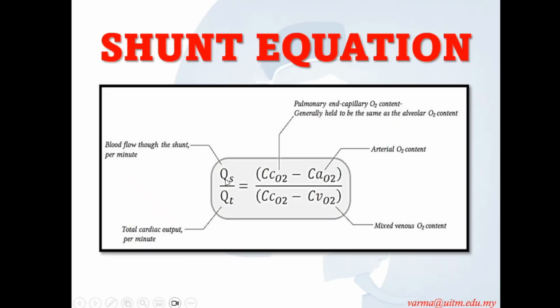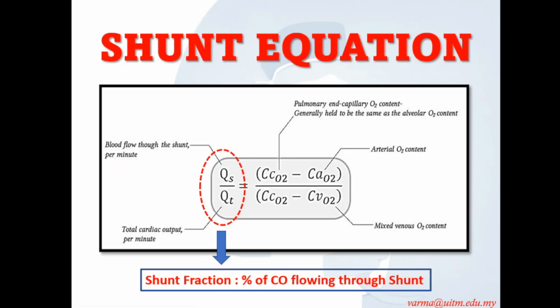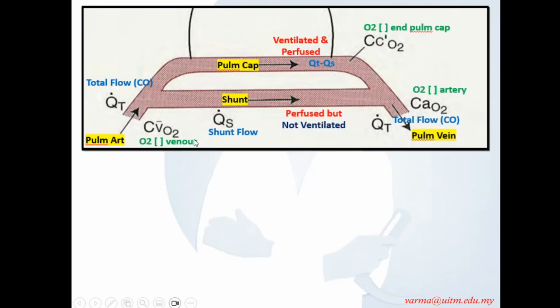Repetition: blood flowing through the shunt, total cardiac output, pulmonary end capillary oxygen content, arterial oxygen content, pulmonary end capillary oxygen content, and venous oxygen content. This QS over QT brings us to the concept of shunt fraction. What is it? Percentage of cardiac output flowing through the shunt. So how do we derive this equation?